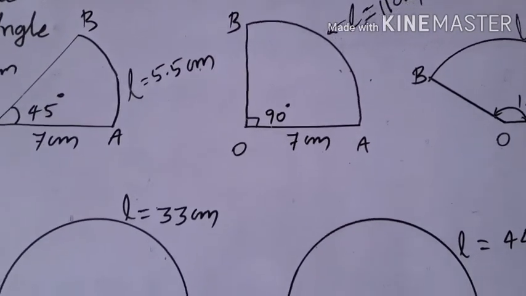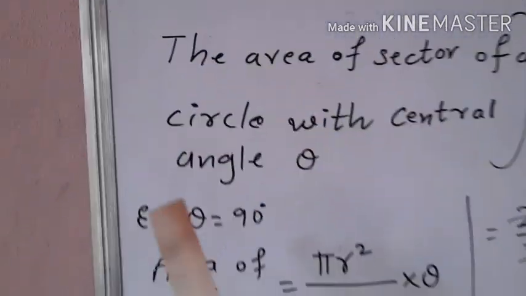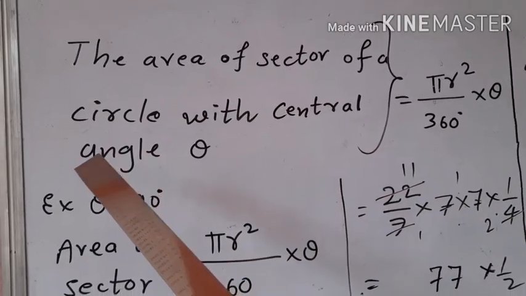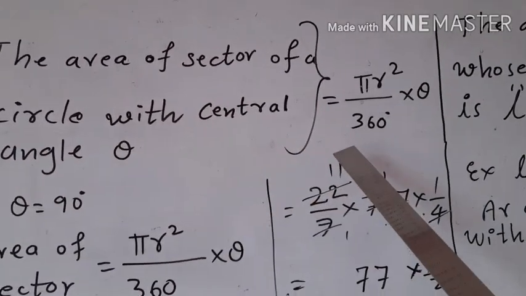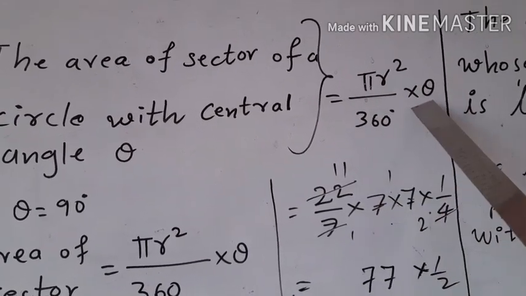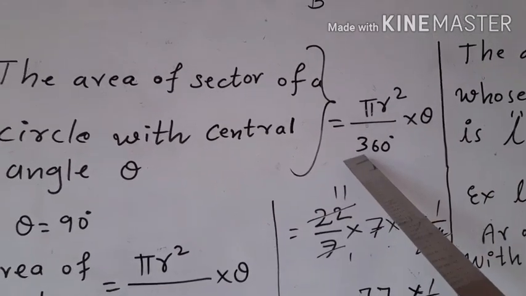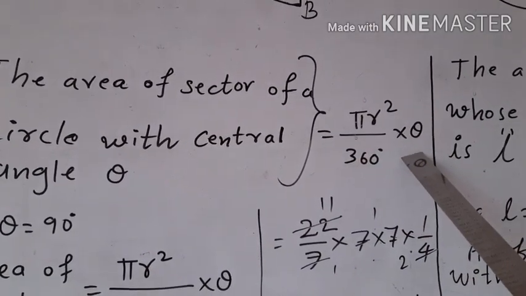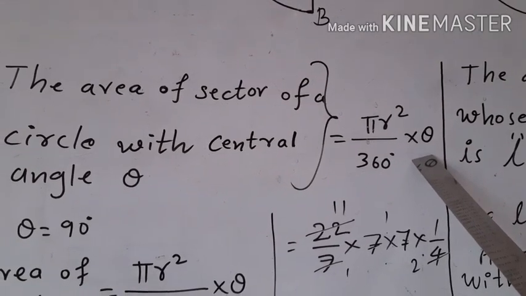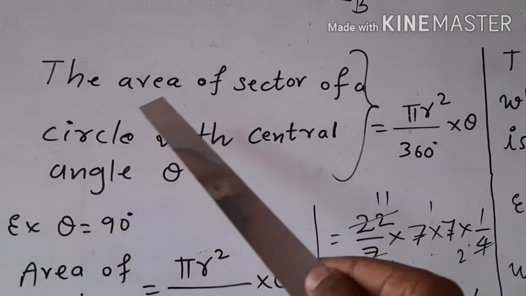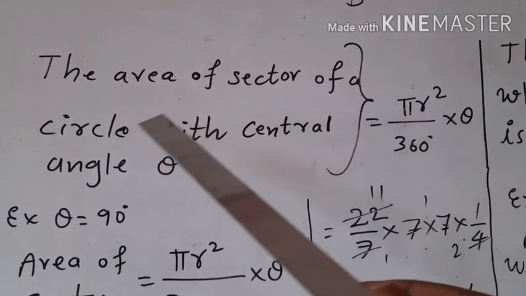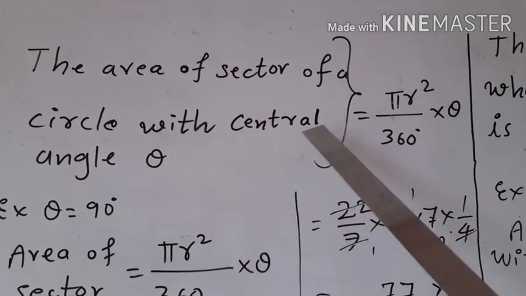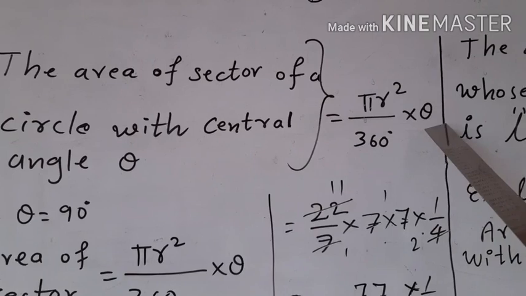So children, we have a formula for that. The area of a sector of a circle with central angle or sector angle theta is calculated by πr² by 360 degree into theta. It means when the central angle is 360 degree, the area is πr². If the central angle is theta, what is the area of the sector? The area of a sector of a circle with central angle or sector angle theta is equal to πr² by 360 into theta.